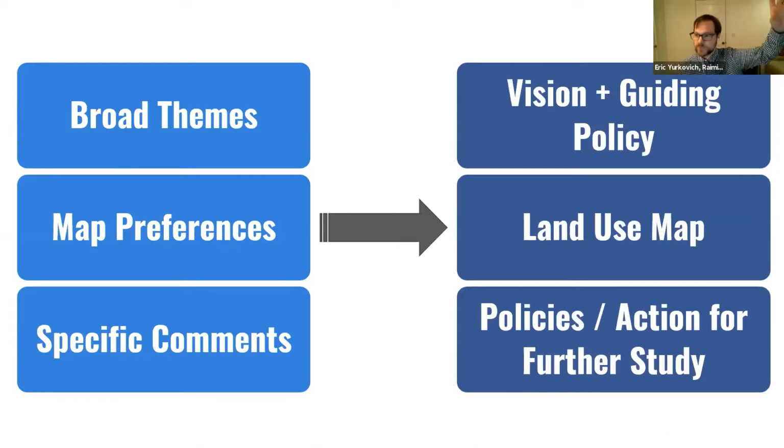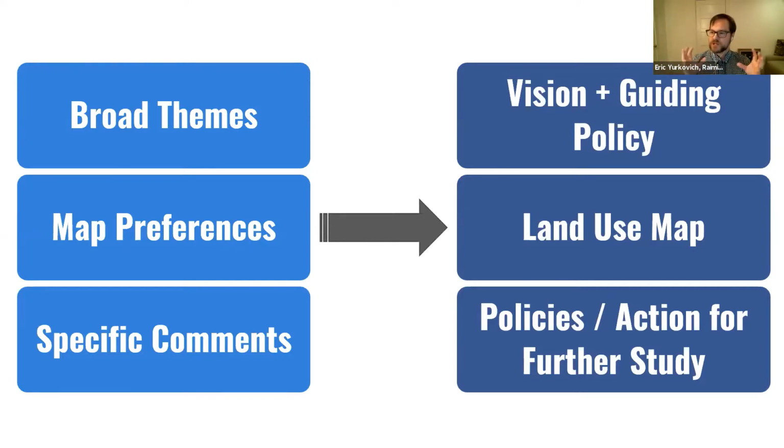So we heard a lot of broad themes about what the city should be like in the future. We heard a lot of specifics on the map preference, like what land uses should be here or there or somewhere else in the city. And then we heard a lot of really specific comments, like we need to put a community center right here.